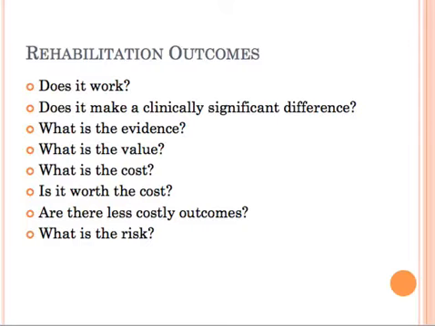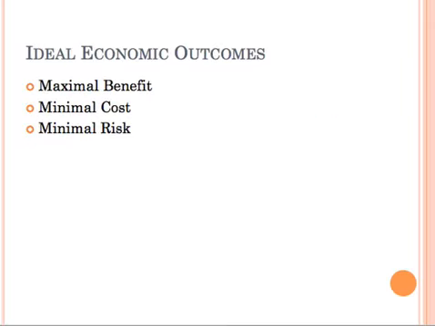Mostly in rehabilitation outcomes, we ask, does something work? Does it make a clinically significant difference? What's the evidence? But we also ask, what's the value? What is the cost? Is something that someone is doing worth the cost? Are there less costly outcomes? And what is the risk? Ideally, we're looking at something that would give us maximal benefit for minimal cost and minimal risk.